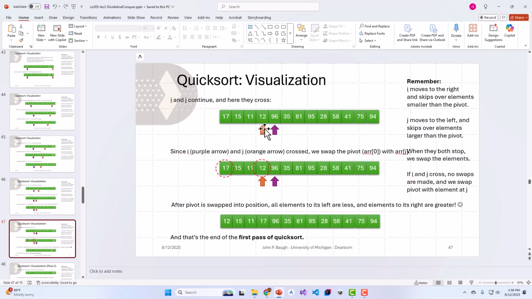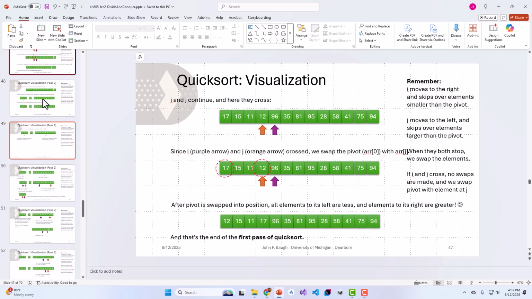The orange arrow is the J value, and your next move, since they've crossed, is to swap the pivot, which was at the first cell, with the J value. So with what the arrow is pointing to, that it just crossed over, 12 and 17 are swapped. So you notice here, 17 is our pivot. Everything to its left is smaller than it. And if you look to everything to its right, even though they're not fully sorted yet, they are greater than it. So we could argue that 17's in the right spot. Everything else less than it is closer to where it should be.